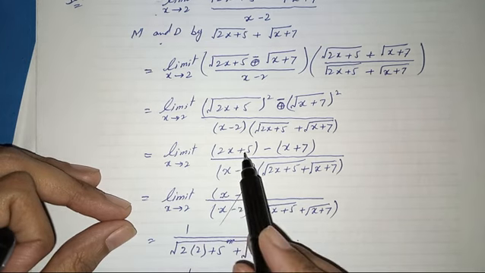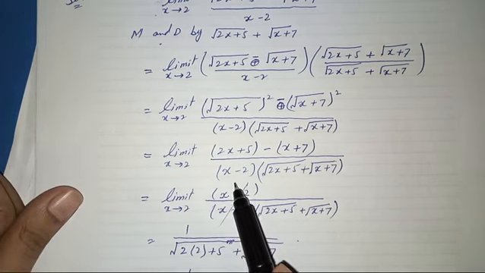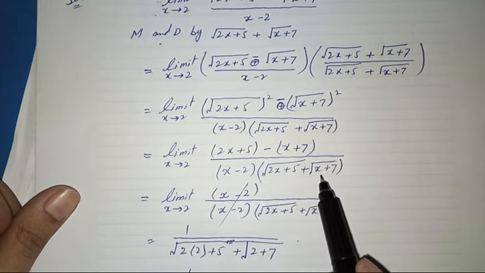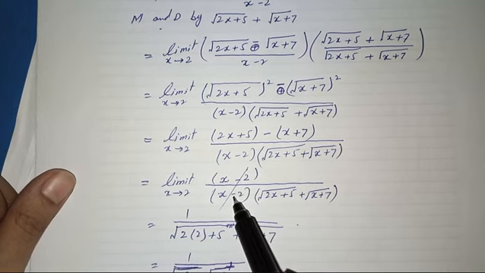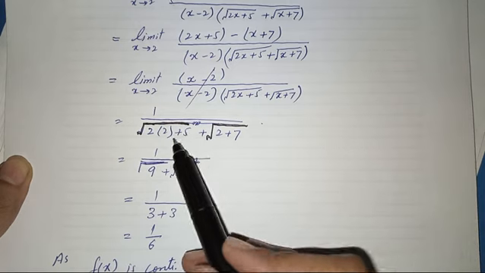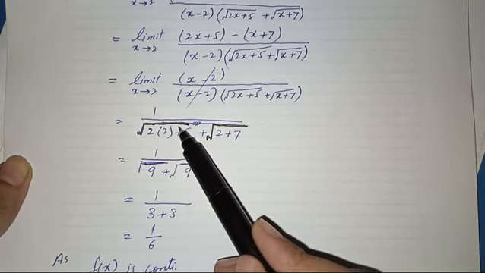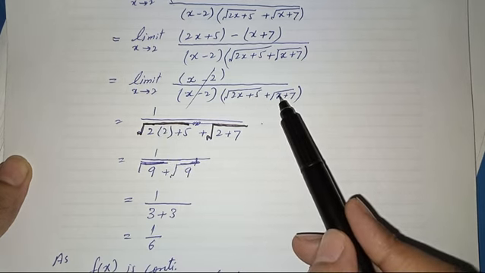Okay, 2x plus 5 minus x plus 7, and the term left behind is x minus 2, while in the denominator x minus 2 already exists here with the remaining term square root of 2x plus 5 plus square root of x plus 7. The x minus 2 in the numerator and the x minus 2 in the denominator cancel out, while left behind in the numerator is 1, and in the denominator square root of 2x plus 5 plus square root of x plus 7.